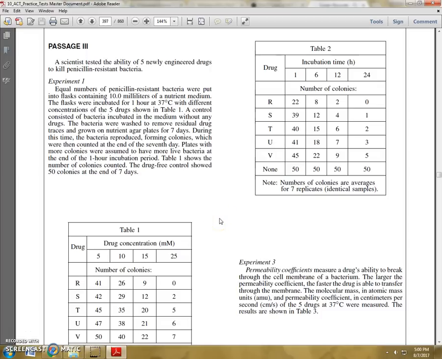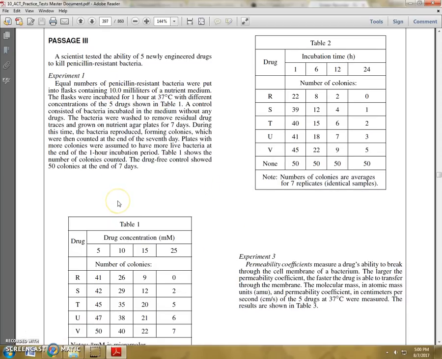All right, so let's take a look at what the answers are. So when we look at this passage, Mr. King and I, we really didn't spend 2 or 3 minutes reading through and understanding every single detail of the experiment. We went to the questions and then pulled out the information that we needed.